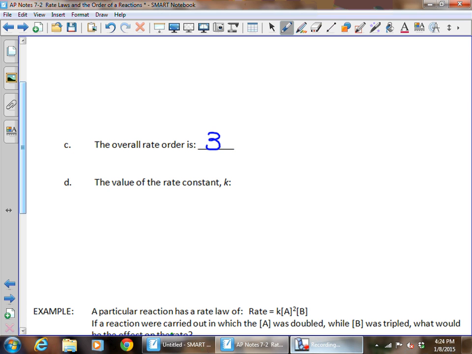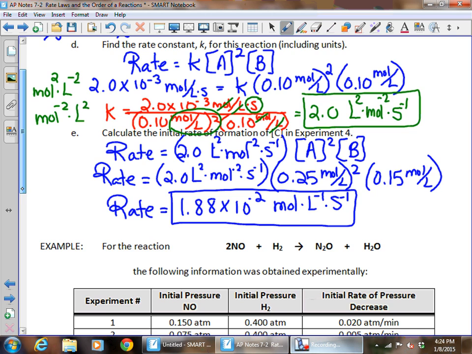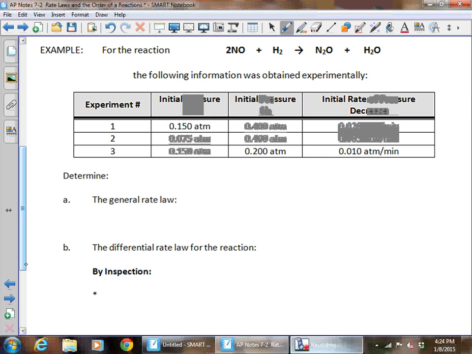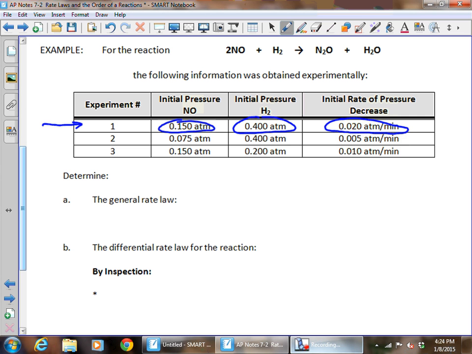And now it wants us to find the value for the rate constant K. So remember, we're going to use this same rate law. Rate is K, pressure of NO squared, pressure of H2. And we're simply going to take values from the table. So let's go back to this table. And I always like to take the one on the top row so we don't make mistakes. We're going to use the 0.15 atmospheres for nitrogen monoxide, the 0.4 atmospheres for hydrogen, and the 0.020 atmospheres per minute for our rate for this reaction.